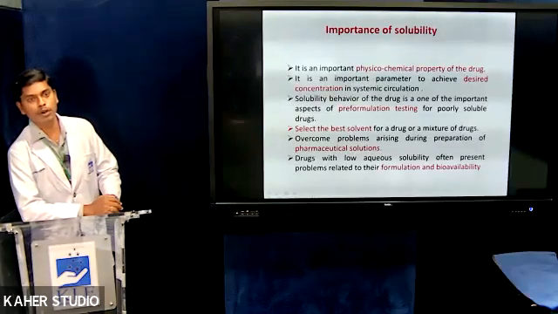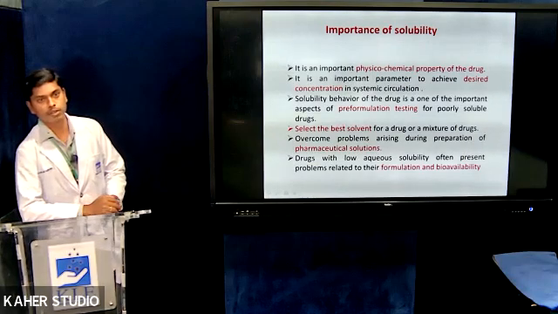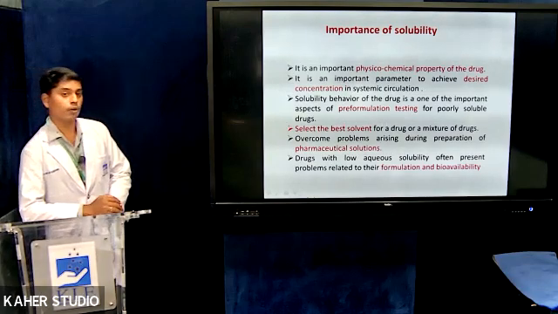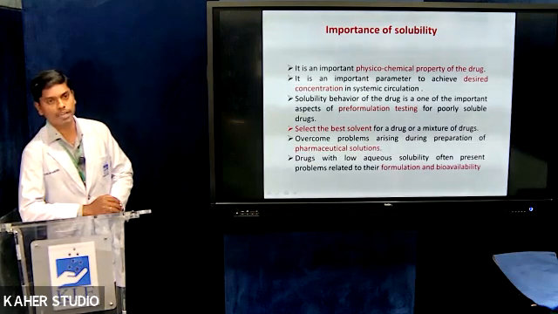The solubility behavior of the drug is one of the important aspects in pre-formulation testing for poorly soluble drugs. As I mentioned, while going for any further research studies, we have to go for the pre-formulation testing of the drugs.